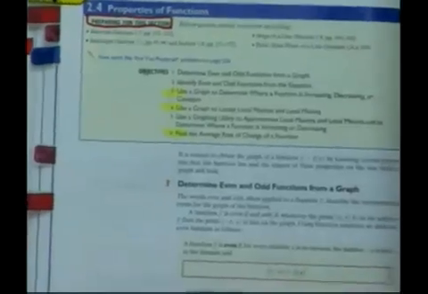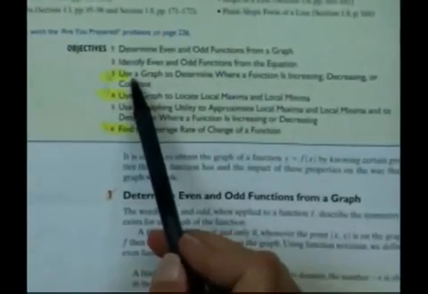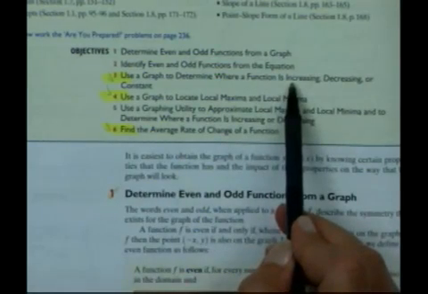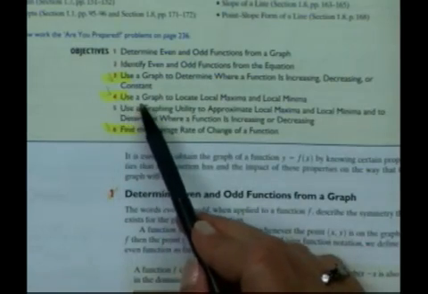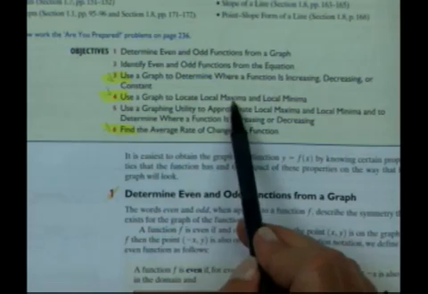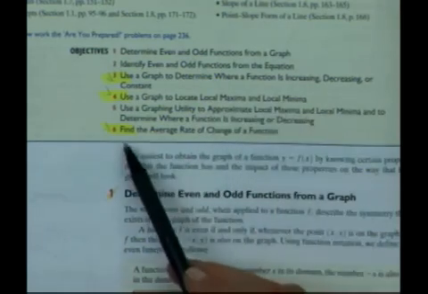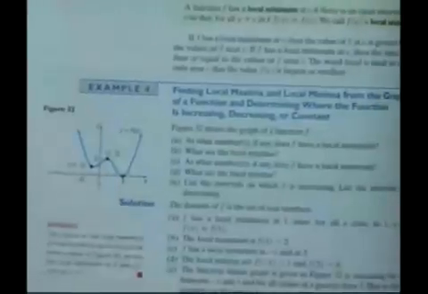I'm on page 228. And of course, I've already told you we're only doing objectives 3, 4, and 6. We're going to focus on the words functions increasing, decreasing, and constant. We're going to focus on the words local max, local minima, also the word relative that's not shown up in your book, and average rate of change.